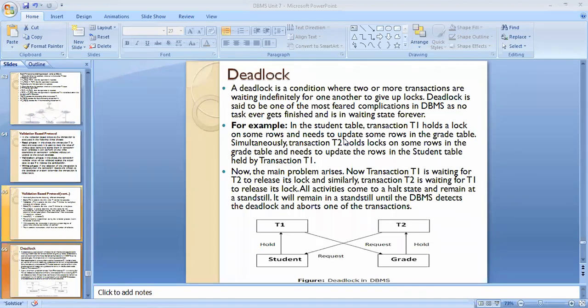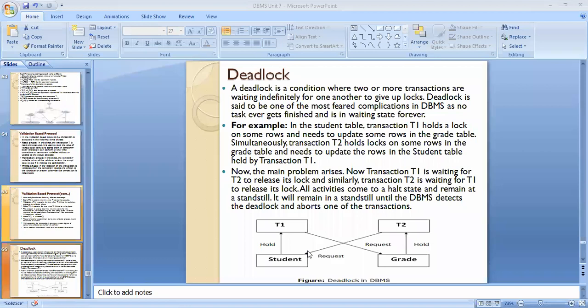So deadlock is a condition where two or more transactions are waiting indefinitely for one another to give up locks, and deadlock is said to be one of the most feared complications in DBMS, as no task ever gets finished and is in a waiting state forever. Two transactions are waiting for each other to release the lock. Assume in the student table, transaction T1 holds a lock on some rows and needs to update some rows in a grade table.